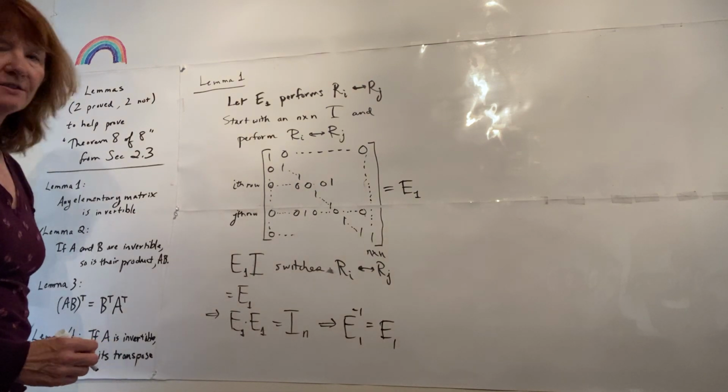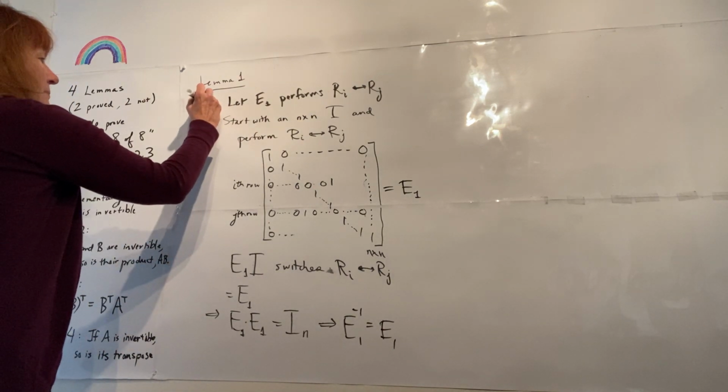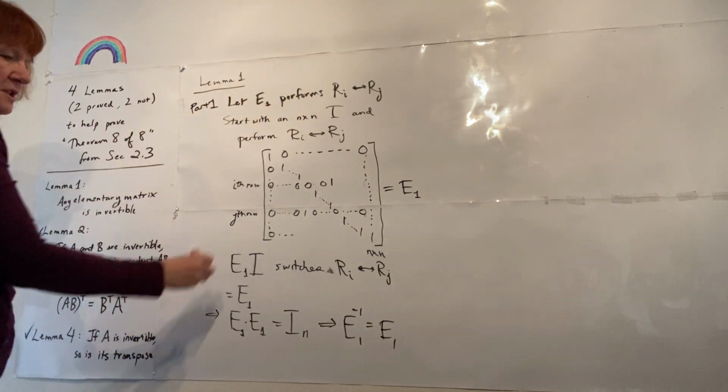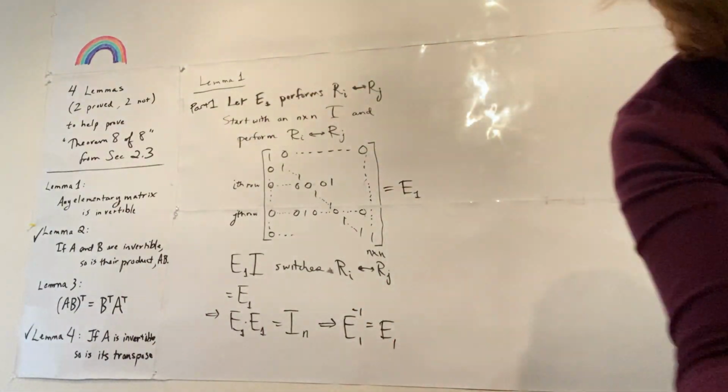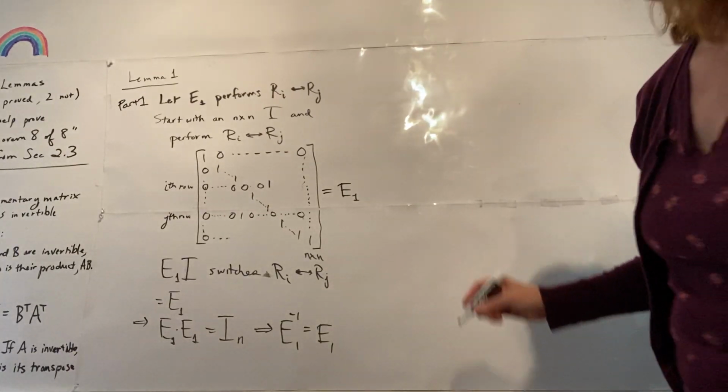Okay, so that's the first part, part one. The elementary matrix that switches rows has an inverse, any such. Part two.